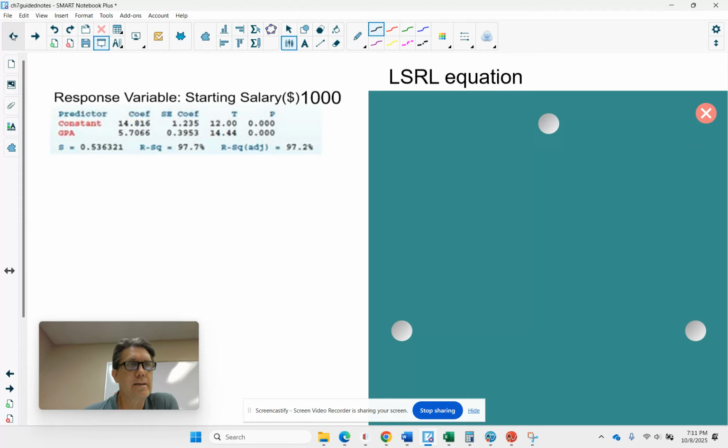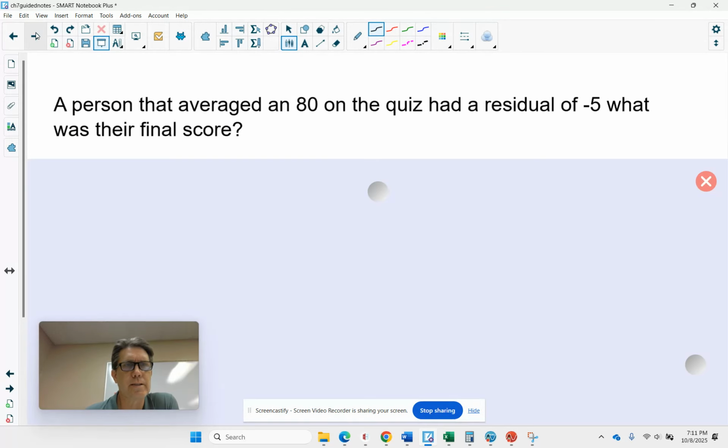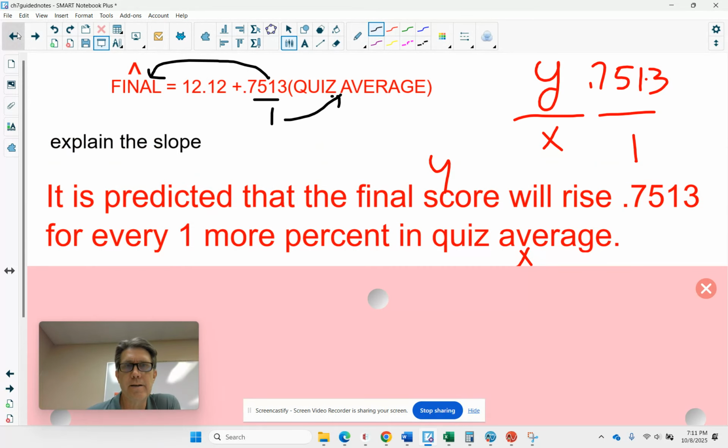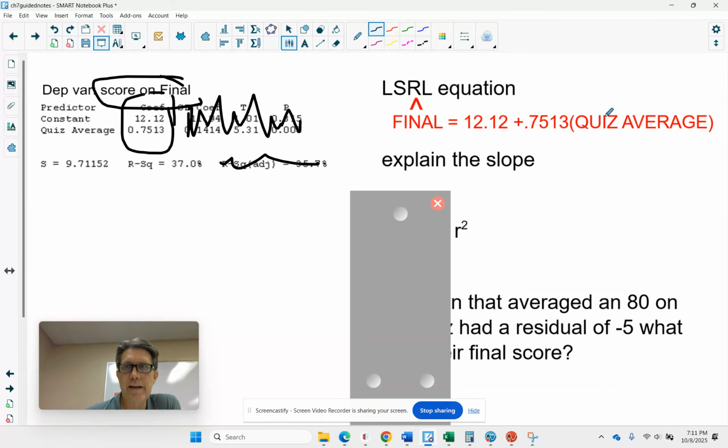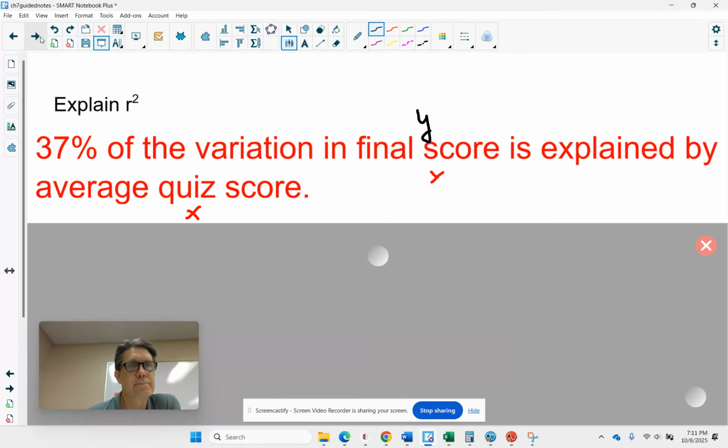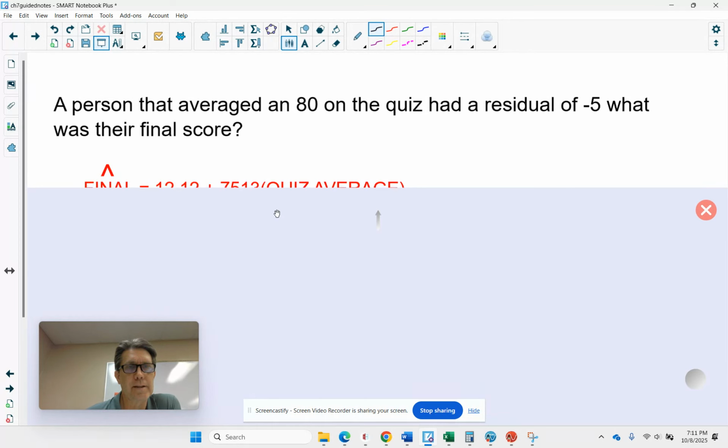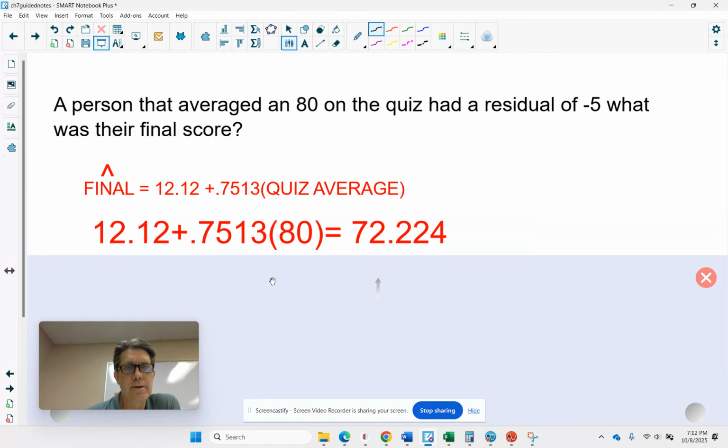Now I thought there was a residual question. Oh, there is. A person that averaged 80 on the quiz had a residual of -5. What was their final score? Okay, so first, take the equation that you made back here and plug in an 80. When you plug in the 80, you get 72.224.